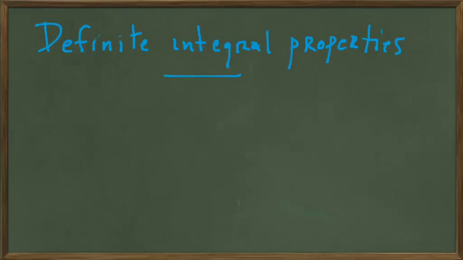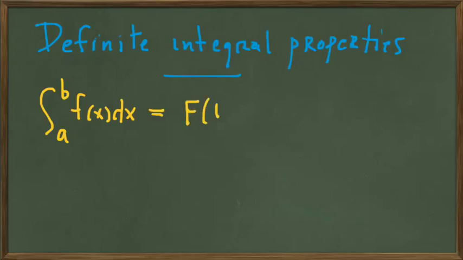If we have the integral between a and b of the function f of x dx, we know from the first fundamental theorem of calculus that's capital F of b minus capital F of a, where capital F is the antiderivative of the function lowercase f.